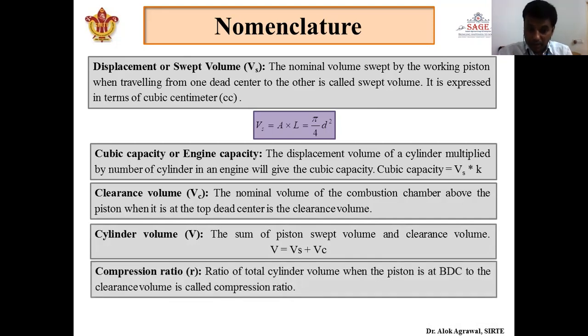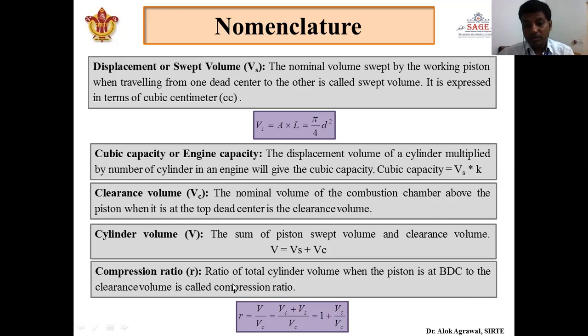The last and very important term is compression ratio. This is the most important term which governs the overall working of the IC engine. Compression ratio is the ratio of the total cylinder volume, that is V, when the piston is at bottom dead center, to the clearance volume, that is the volume when the piston is at top dead center. So it is V by Vc, denoted by small r. This V can be written as Vs plus Vc, and when we solve it, it will be 1 plus Vs by Vc. So this is the compression ratio.